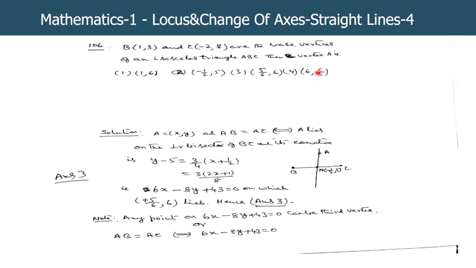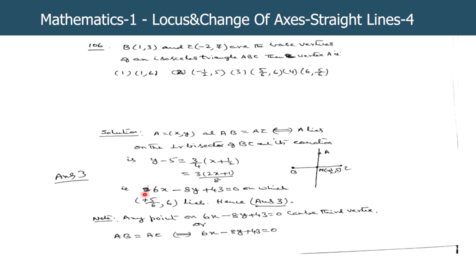Now see the diagram. Suppose you take A as (x, y) and AB is equal to AC. So A lies on the perpendicular bisector of BC, and its equation is y minus 5 is equal to 3 by 4 into (x plus half). So that is 3 into (2x plus 1) by 8.